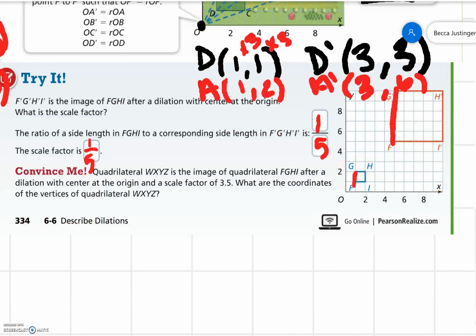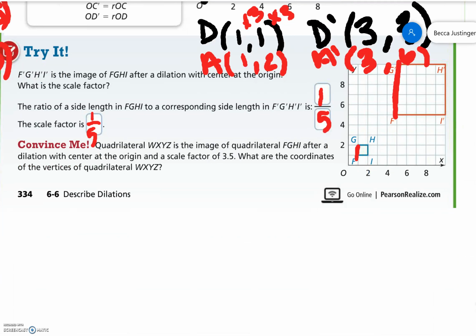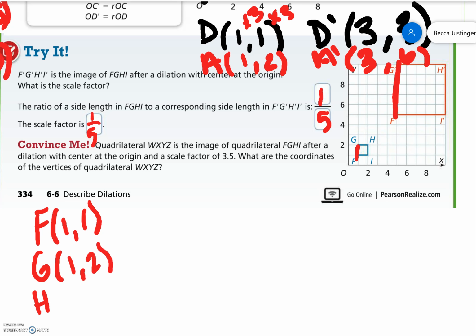Quadrilateral WXYZ is the image of a quadrilateral FGHI after a dilation with the center at the origin and a scale factor of 3.5. What are the coordinates of the vertices of quadrilateral WXYZ? So we have to take each point. So we've got F is at point 1, 1. G is at point 1, 2. H is at the point 2, 2. And I is at the point 2, 1.